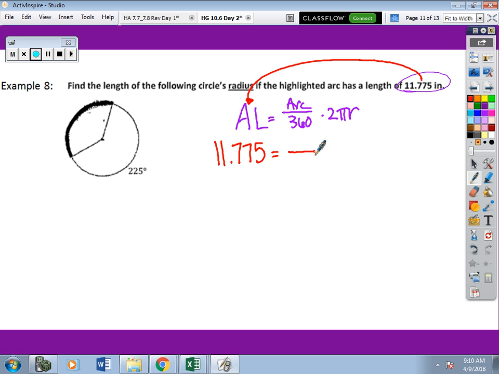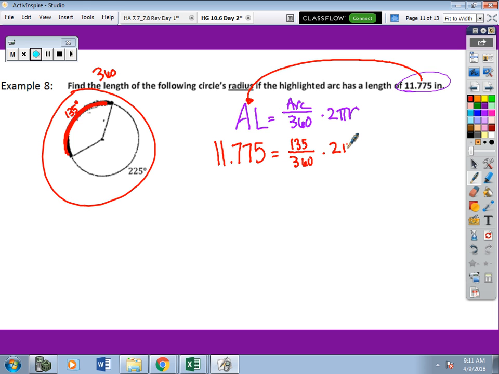How many degrees is the arc that's highlighted going to be? How many degrees is this arc going to be? Yep, 135 degrees. You have to use the fact that the whole circle is 360, and you'll subtract the part of the arc you don't want. Okay, so that goes in for arc. Now I have to solve for the radius.